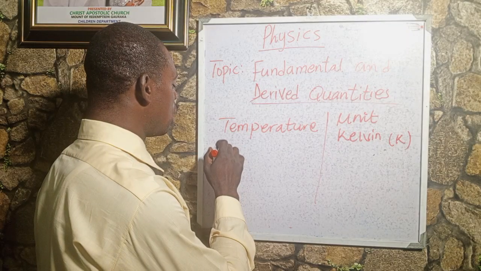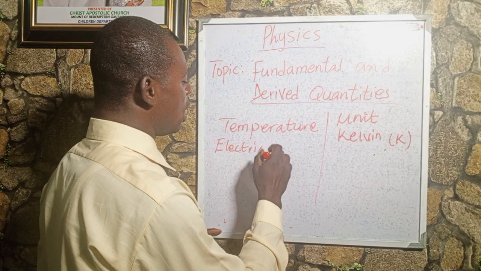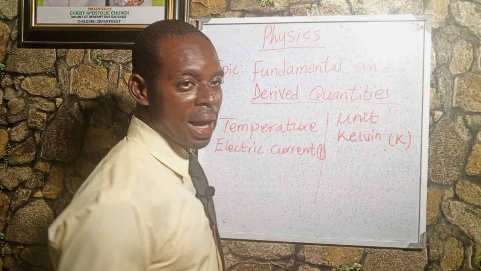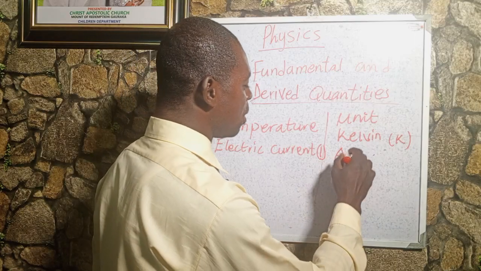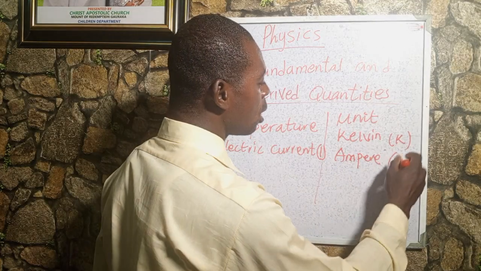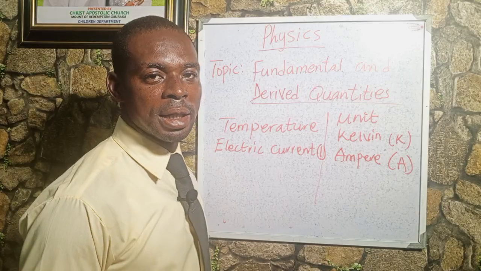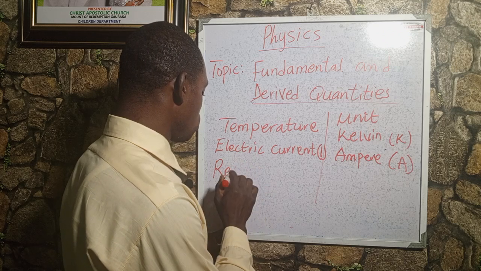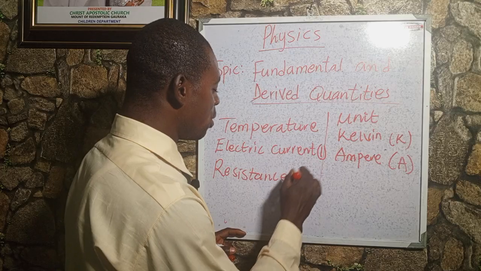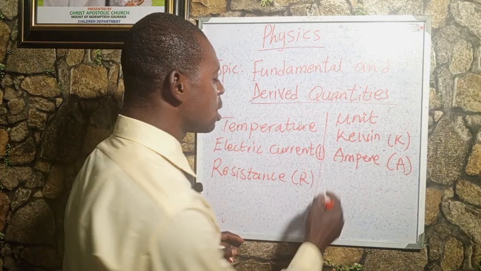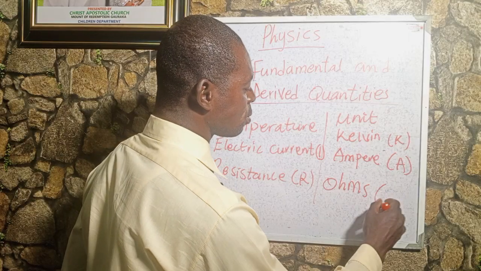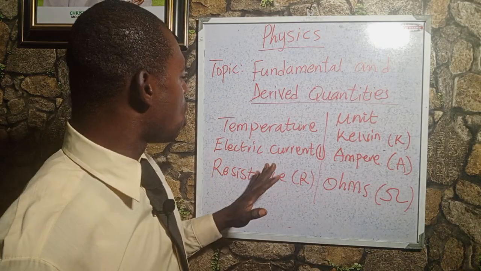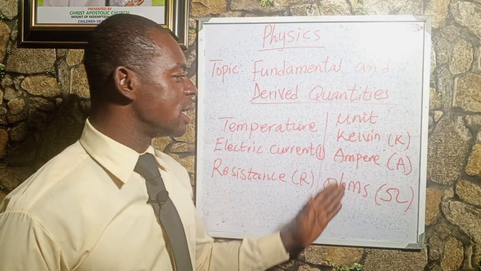We also have electric current. Electric current is represented with I and it is measured in ampere. We also have resistance. Resistance can use R to denote resistance and is measured in ohms. So these are some of the fundamental quantities and their units.